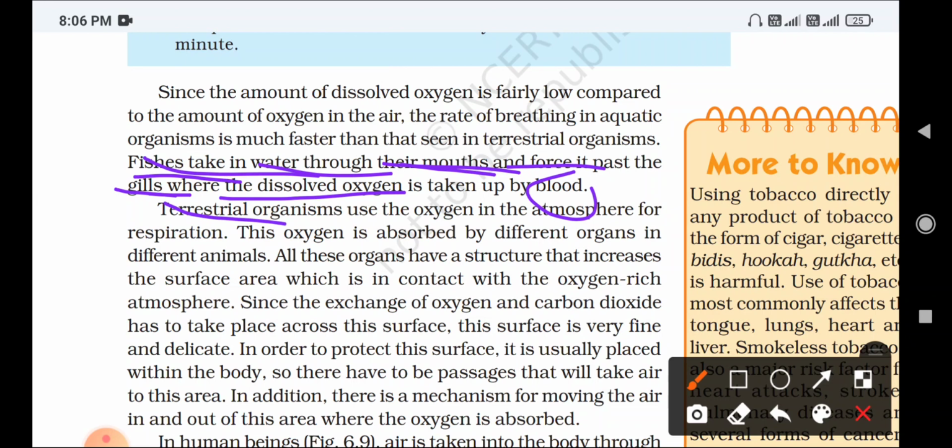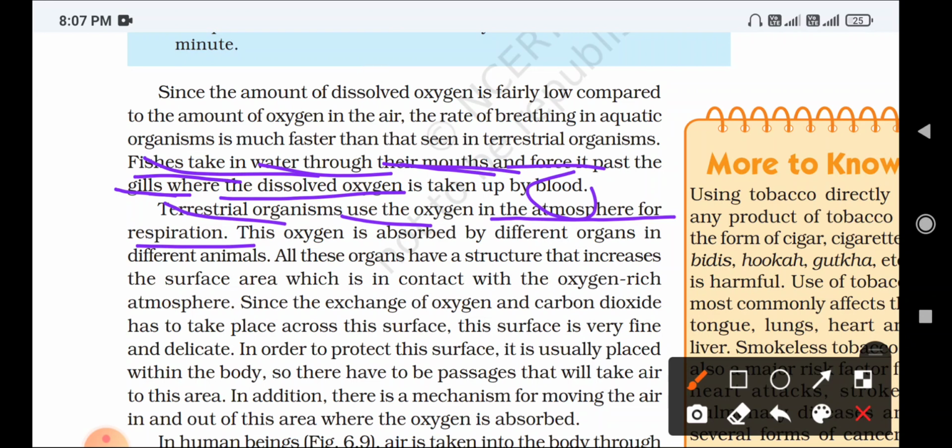Next, terrestrial organisms use the oxygen in the atmosphere for respiration. Terrestrial animals directly absorb the oxygen from the atmosphere for their respiration. This oxygen is absorbed by different organs in different animals. The absorption of oxygen from the atmosphere differs for different organisms, and they use different organs for it.